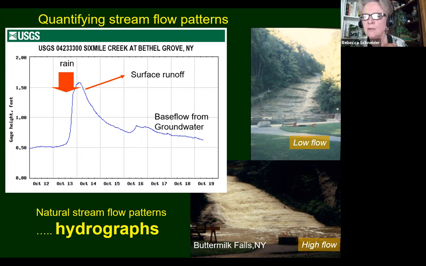And then it stops raining. It continues to be high for a while, and then it gradually drops back down and approaches again. It's still higher than the 0.5 feet depth it originally was at. The peak that occurs during the rain is the surface runoff peak. And that's what we're mainly focused on right now. But notice that way after it stops raining, there's still water in the stream. And that's coming from groundwater. It's called base flow. We'll get back to that.